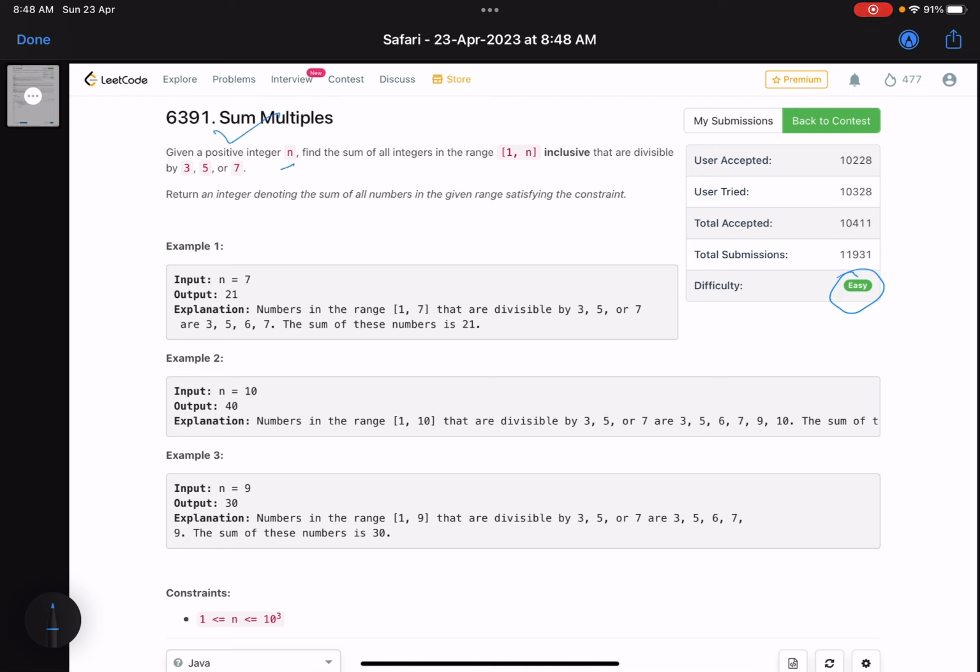So you are given a positive integer n. Find the sum of all integers in the range 1 to n inclusive that are divisible by either 3, 5 or 7. So return an integer denoting the sum of all the numbers in the given range, satisfying the constraint.